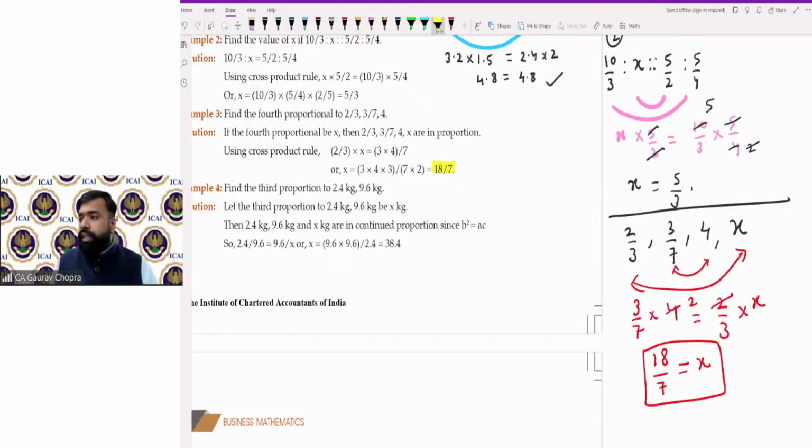So Jayashree is asking, I cannot understand example number 3. See, in example number 3, we have to compute the fourth value. 3 values are already given. This is the first one, second, third, and x is the fourth one. So the fourth value you have to calculate. Just applying the same formula, same method, we are getting the result as 18 upon 7. Okay, Jayashree?